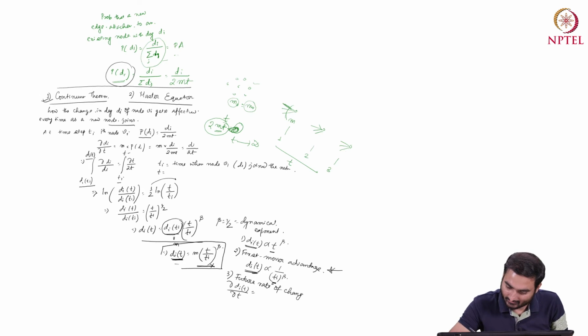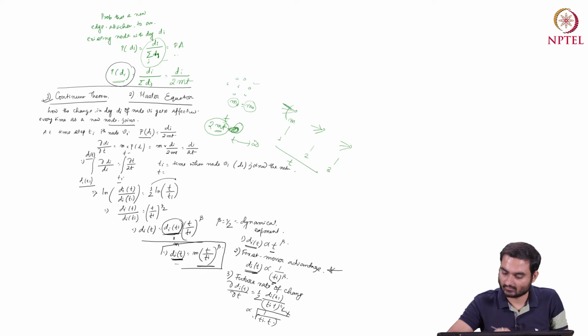So ∂d_i/∂t, if we take the derivative here, assuming beta equals half, we will have half, and m is d_i(t_i), right? So half d_i(t_i) by t_i times t to the power half, which is basically proportional to 1 by t_i times square root of t. So this is the rate of change.